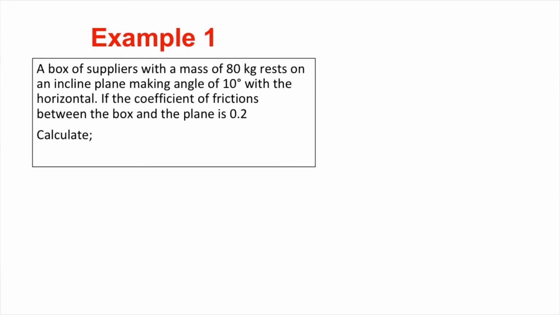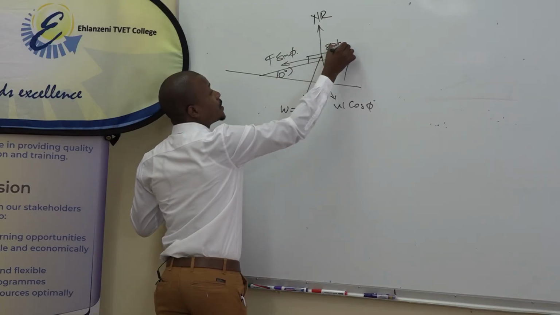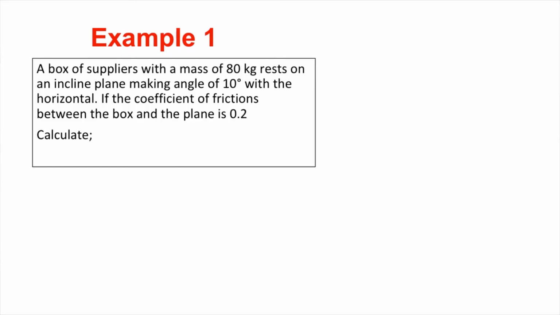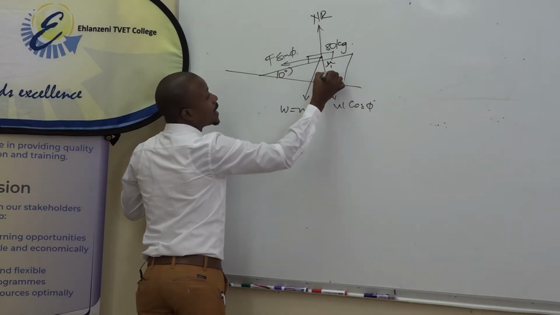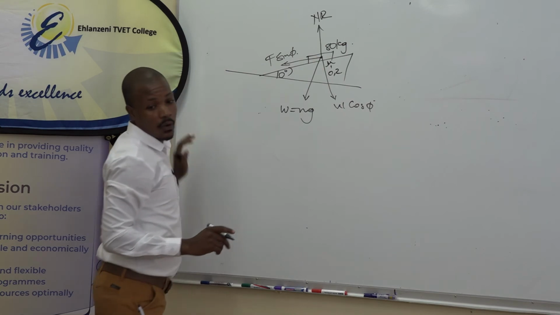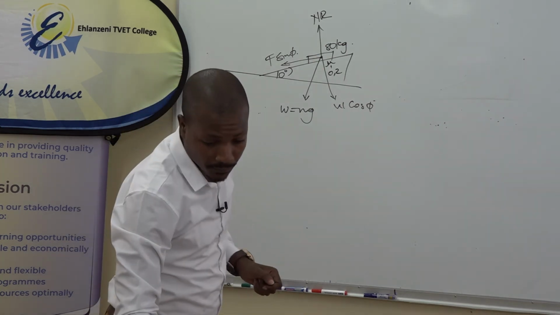Right, let us read the question again. A box of supplies with a mass of 80 kg, so we have a mass of 80 kg, rests on an inclined plane making an angle of 10 degrees with the horizontal. We already have our 10 degrees there. If the coefficient of friction between the box and the plane is 0.2, this is our coefficient of friction here, 0.2. What is it that is expected from us?